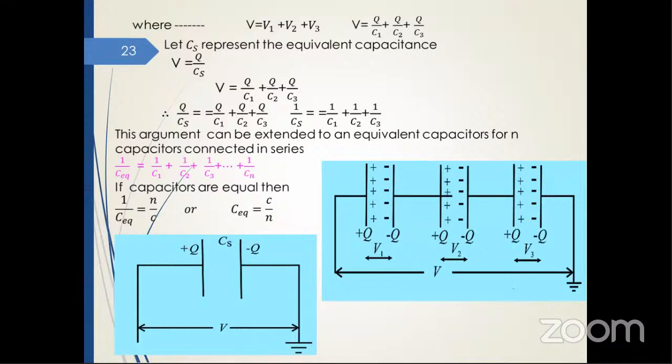And remember one thing: the series combination is used when a high voltage is to be divided across several capacitors, and the capacitor with the minimum capacitance has the maximum potential difference between its plates. In this way, we see the formula for the equivalent capacitance.